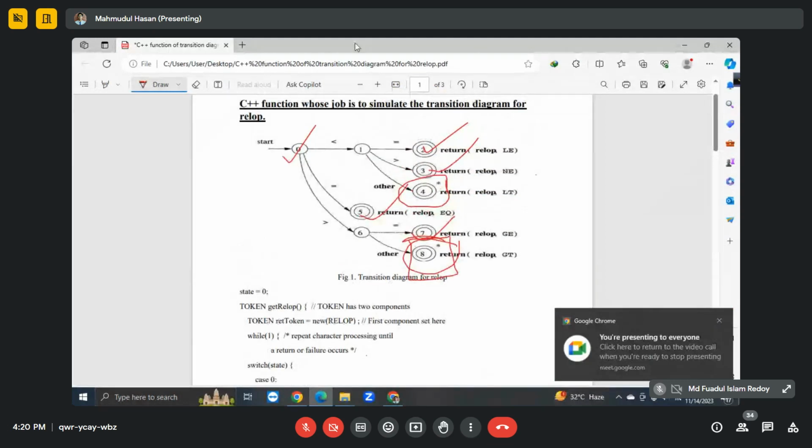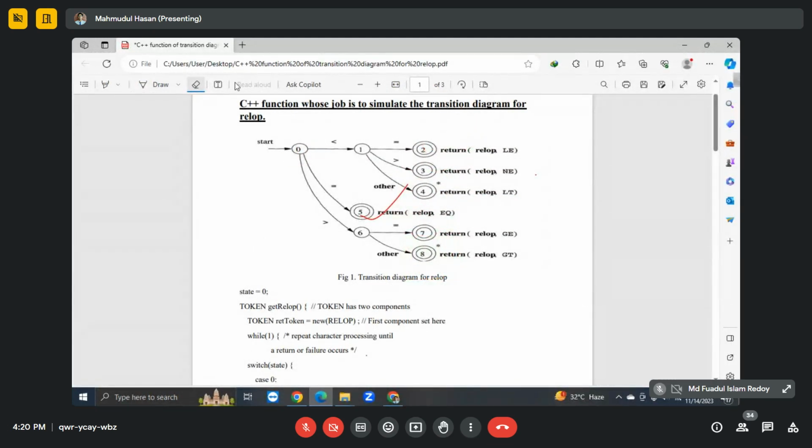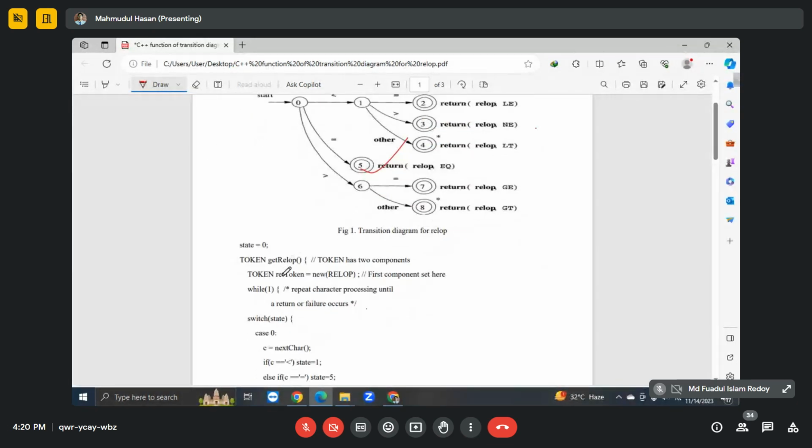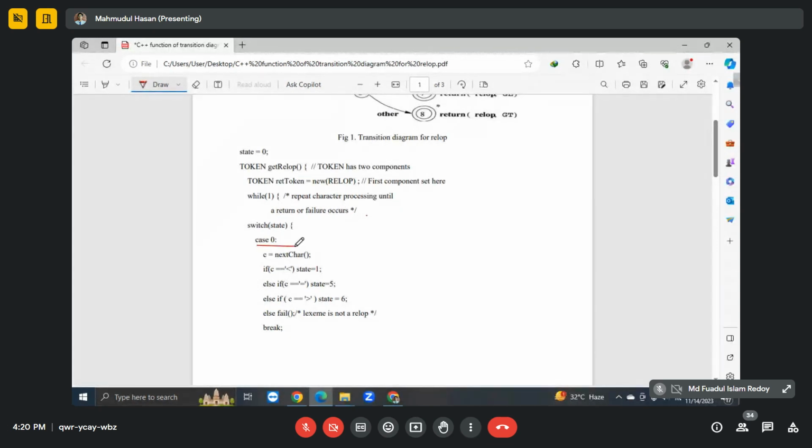Okay, so think about the start state. We know that here we use case to represent a state.